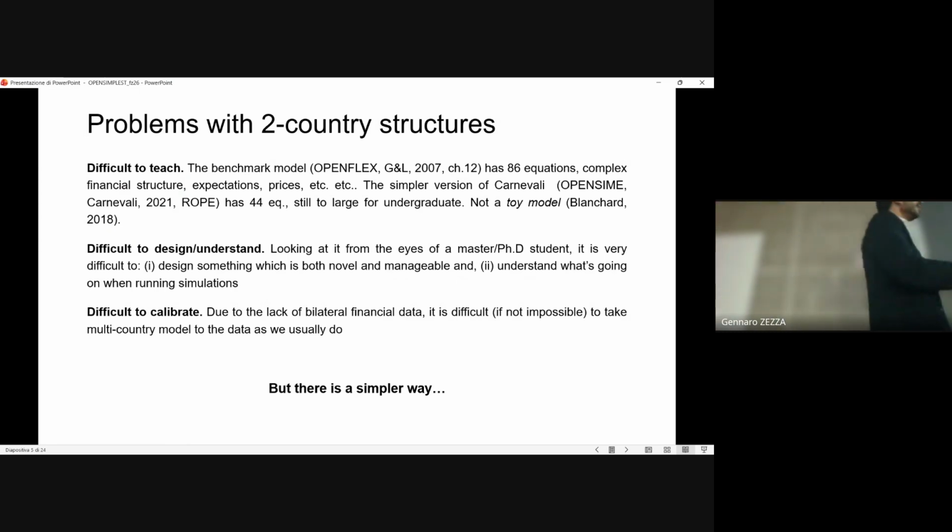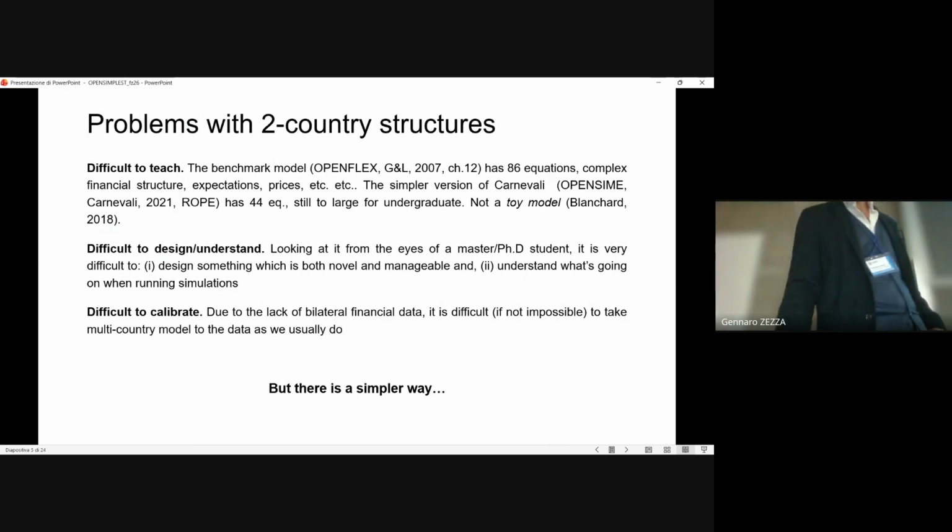And finally, these 2 country models or multi-country models are based on bilateral financial holdings, which are non-existent in the data. So usually, if you want to take these kinds of models to the empirics, you have to make a very large number of assumptions on the structure of the financial assets between the 2 countries, because you need to have bilateral holdings, which do not appear in financial accounts. So either you rely on external statistics, or you have to make a very large number of assumptions.